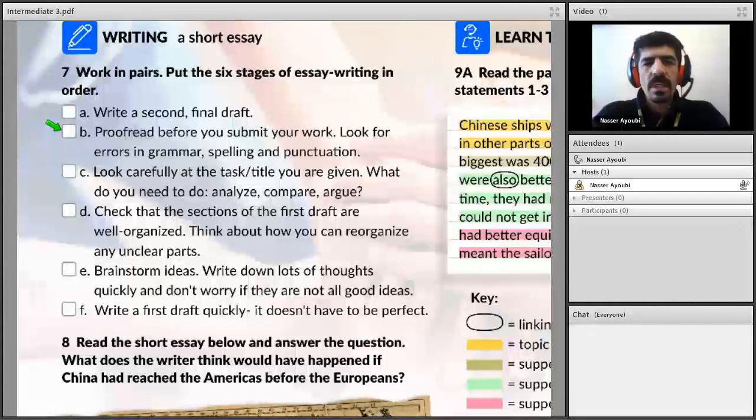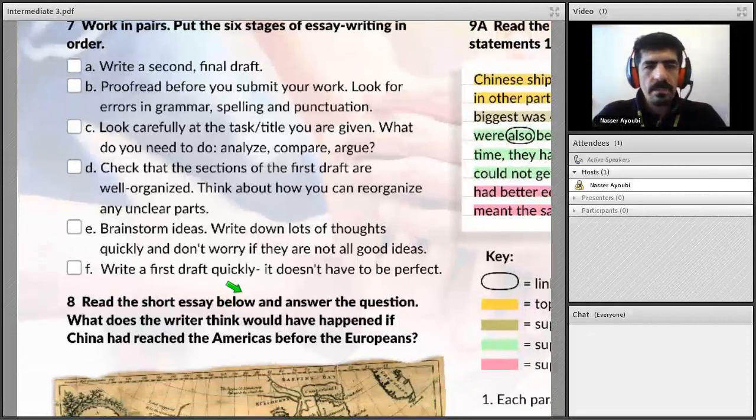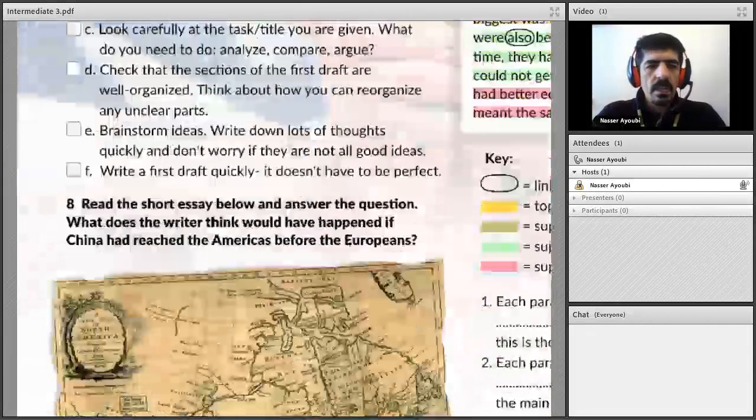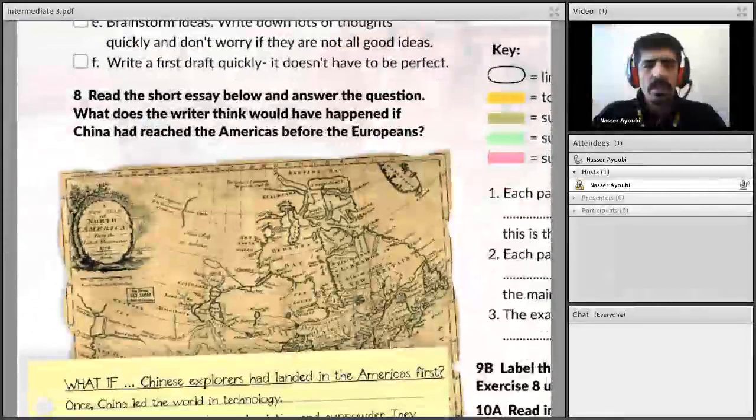So as you see, it takes a long time to come up with a final draft of writing. So try to put in hours. Try to spend time on writing a good essay. Even if you want to write one paragraph, you have to think about it. It's important. So read the short essay below and answer the question.